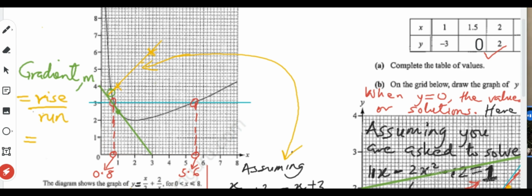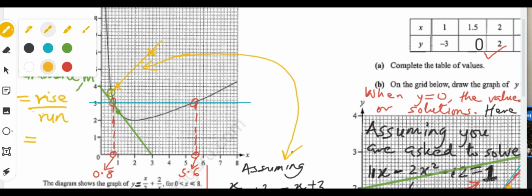But there's a way I want you to do it so that I can actually teach you this. Are you ready for this? Yeah. Let me teach it in two ways.